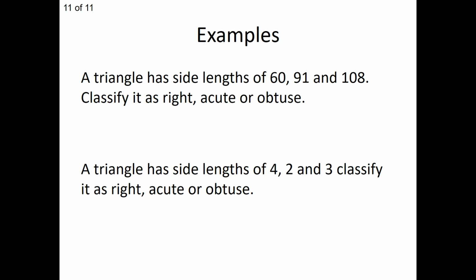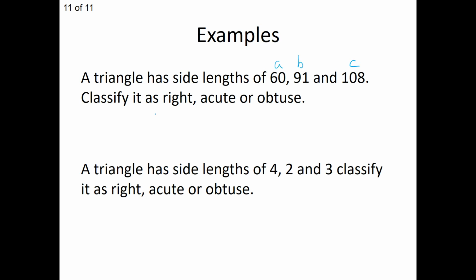Let's put these two theorems into practice just to test how we can actually find whether or not a triangle is a right triangle, an acute triangle, or an obtuse triangle based on the ABC values. So in our first example, a triangle has side lengths of 60, 91, and 108. Let's classify it as either right, acute, or obtuse. Now again, we need to let our C value be the greatest of the three sides. So we have A and B being 60 and 91, and we'll let C be 108.